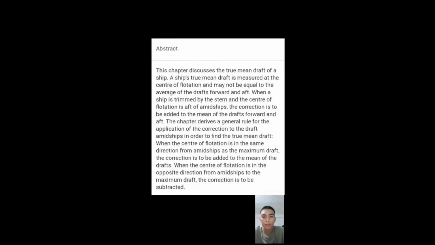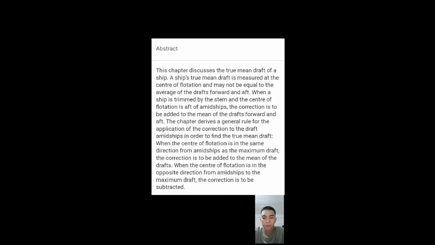This chapter discusses the true mean draft of a ship. A ship's true mean draft is measured at the center of flotation and may not be equal to the average of the draft forward and aft. When a ship is trimmed by the stern and the center of flotation is aft of amidships, the correction is to be added to the mean of the drafts forward and aft.